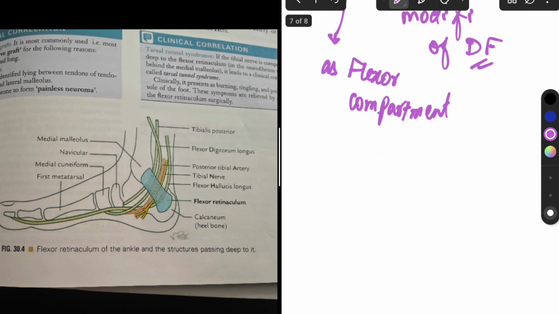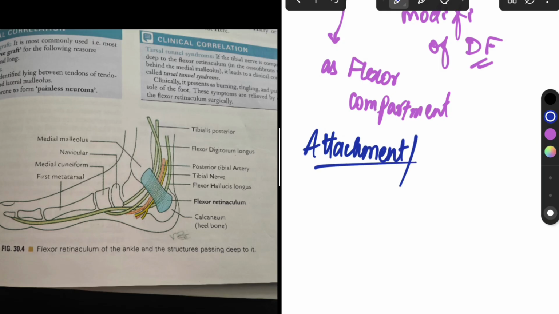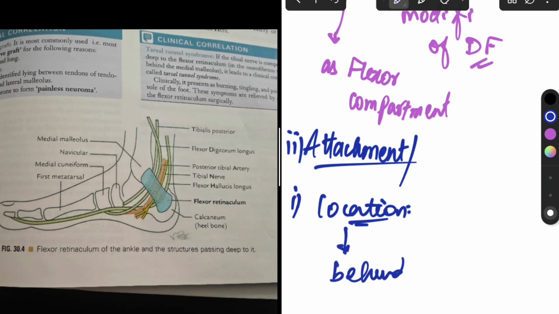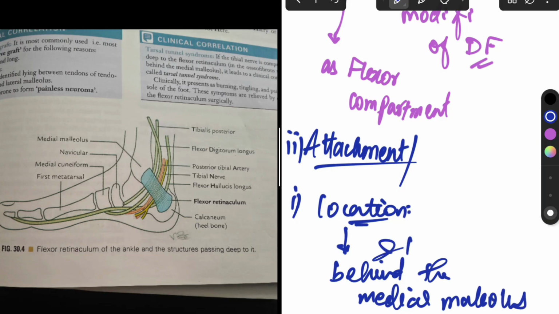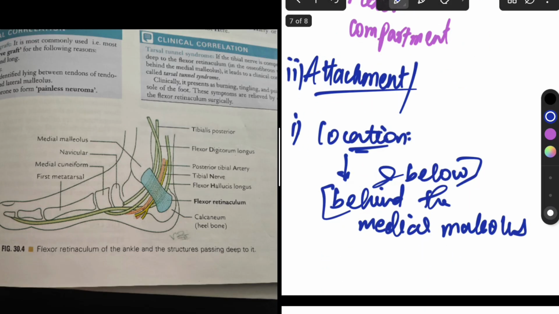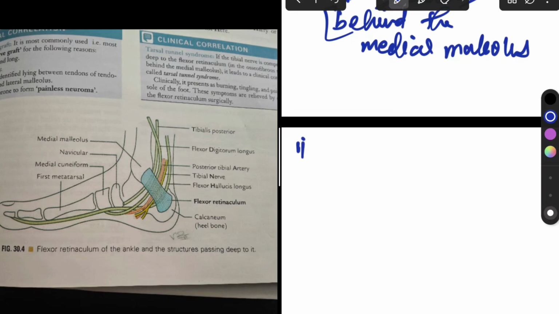First of all, let us see its attachment. Before the attachment, let us see the location, where it is present. It is present behind the medial malleolus, behind and below the medial malleolus. Now the attachment.